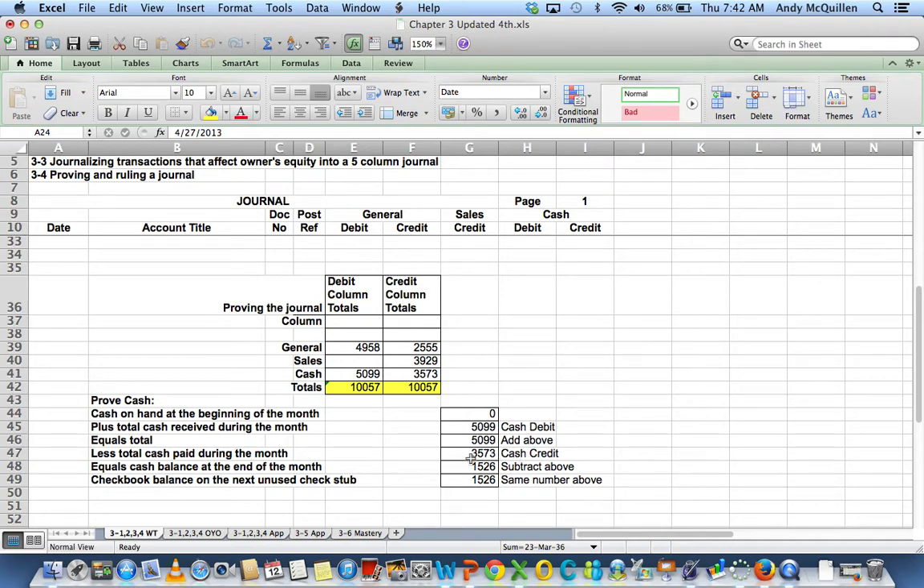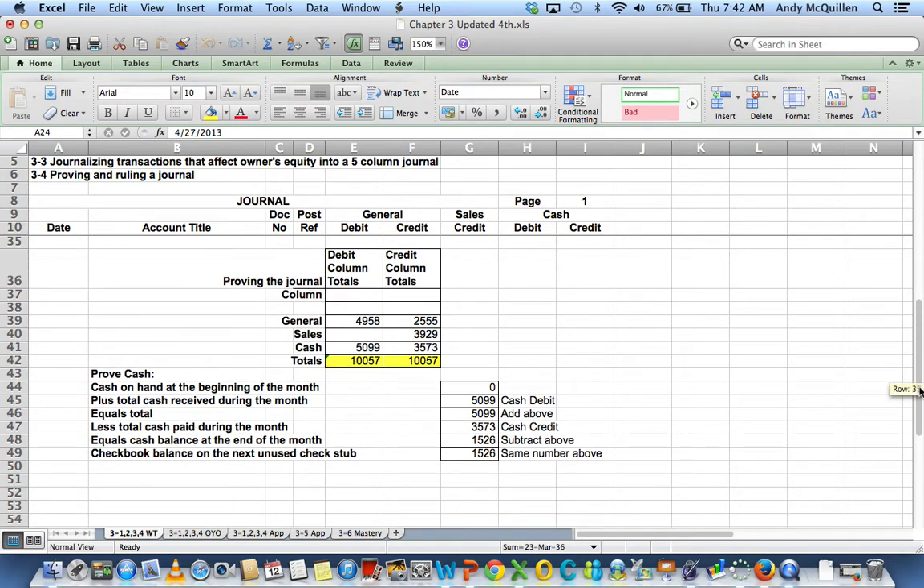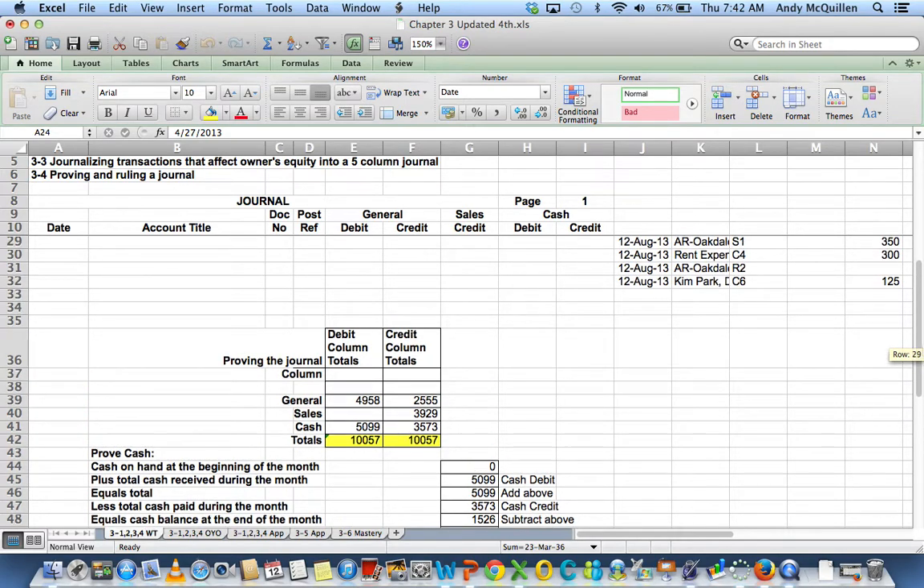Less cash paid during the month is our cash credit. So we go up here and our cash credit is $35.73. Remember, cash credit is what we pay, take away, whatever. Then we subtract those two numbers and we get $15.26. And it's the same number above for the checkbook balance. This number is always given to you. If you look in the book in that direction, it will give you $15.26. And that is Chapter 3, all of it combined.